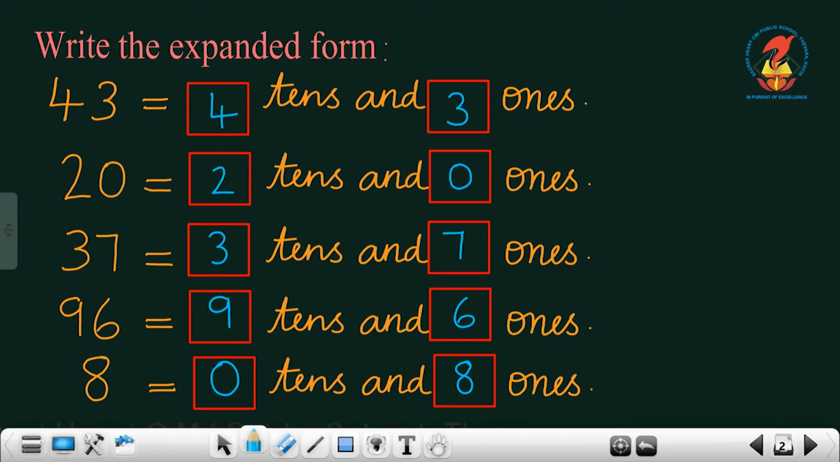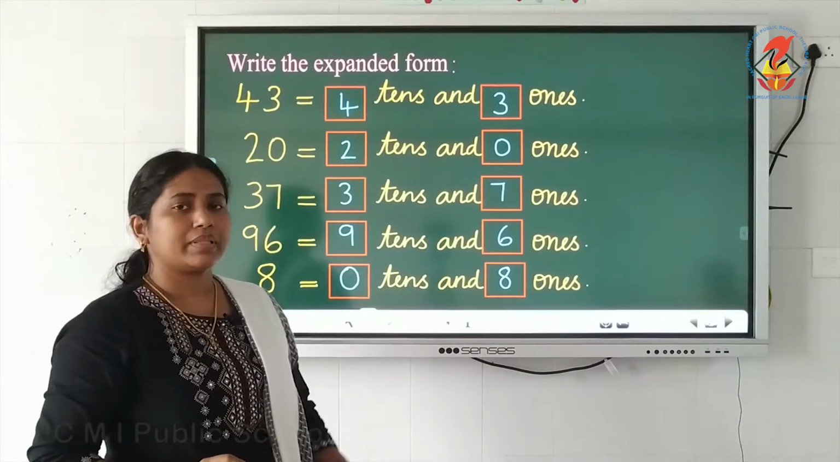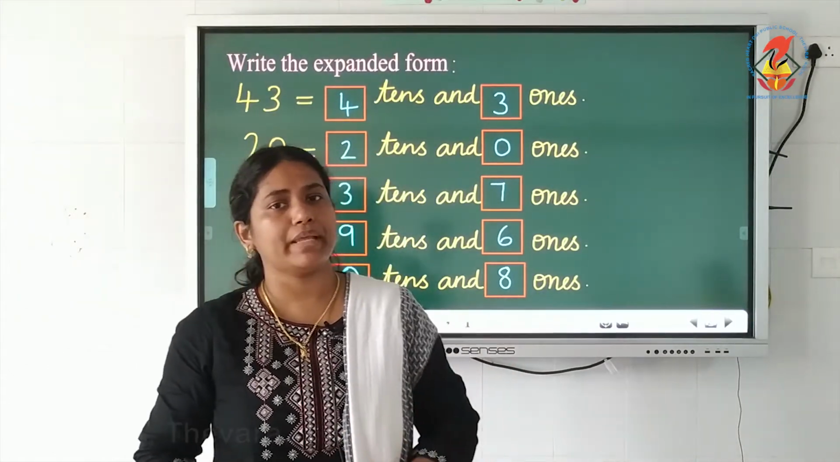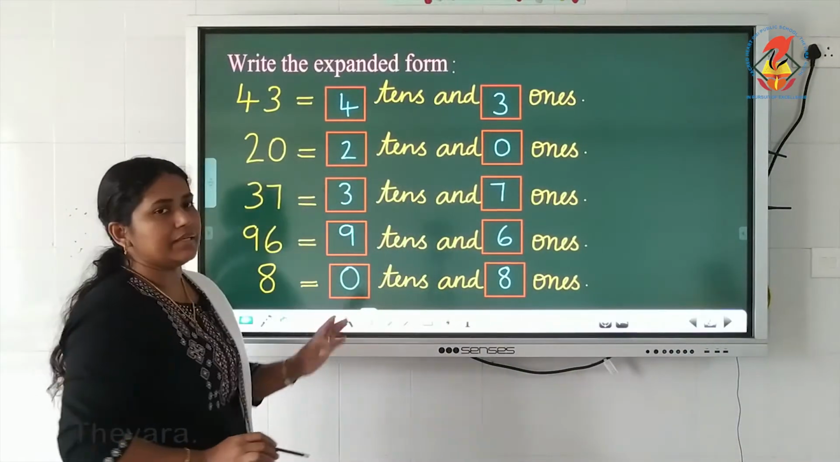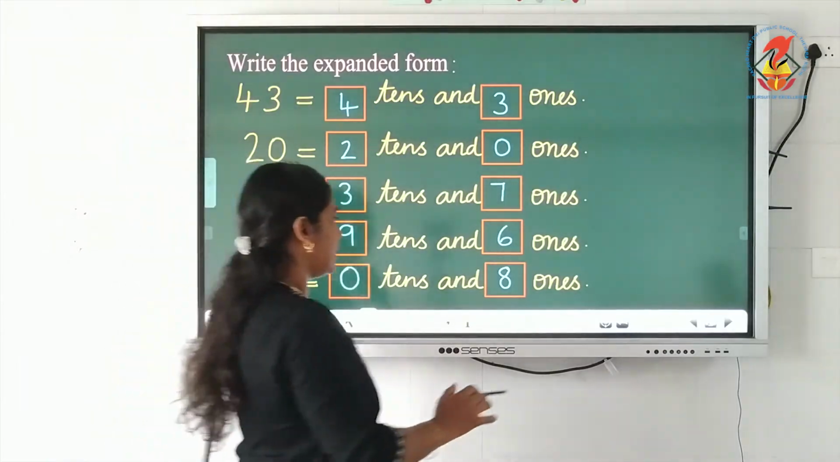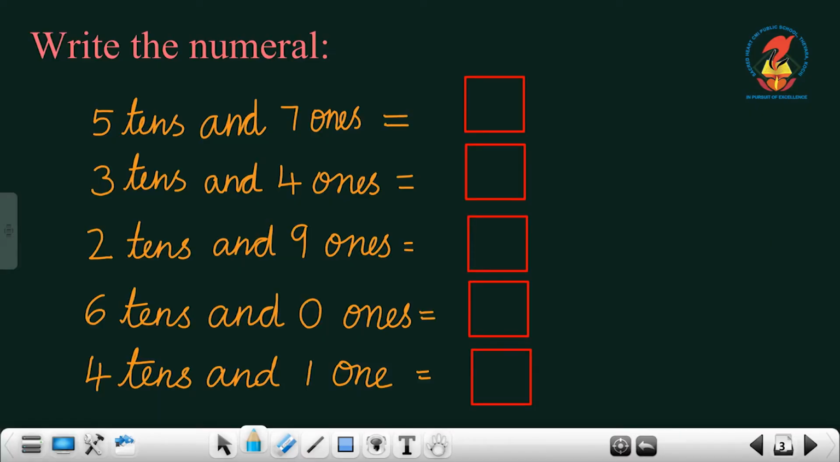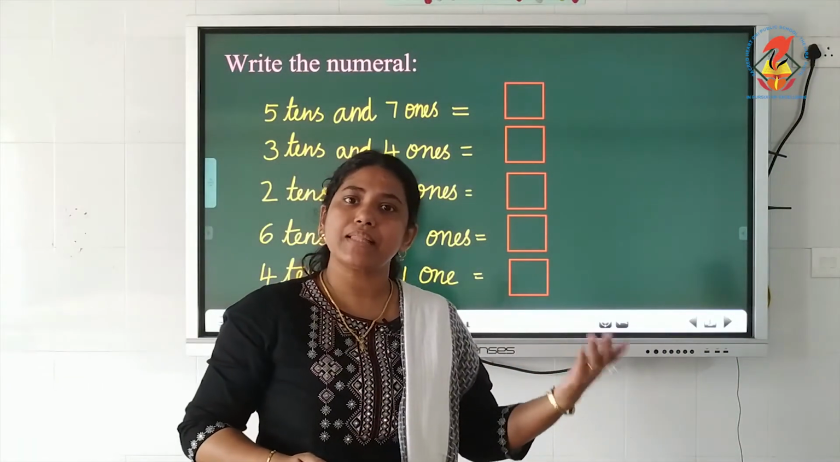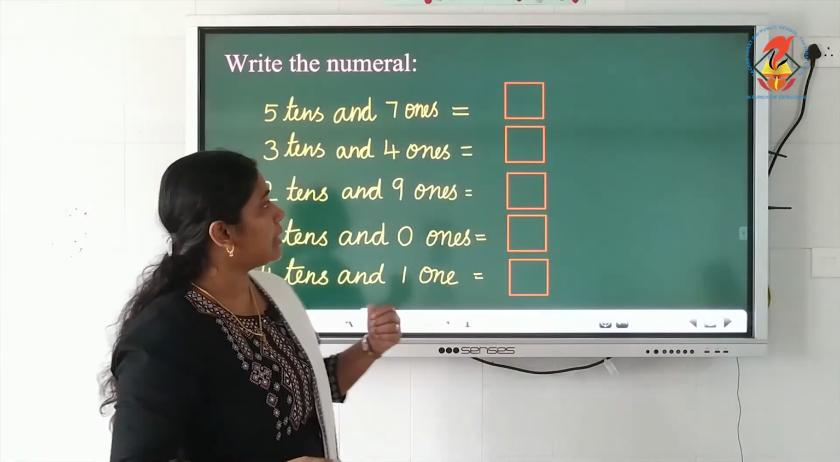Clear children? So this is called expanded form. The number is given there. We have to write how many tens and how many ones are there in the given boxes. Okay. Now look at the next exercise. Here write the numeral. Okay. So here the expanded form is given here. We have to write the numeral. Numeral means the number. We have to write the number over here.